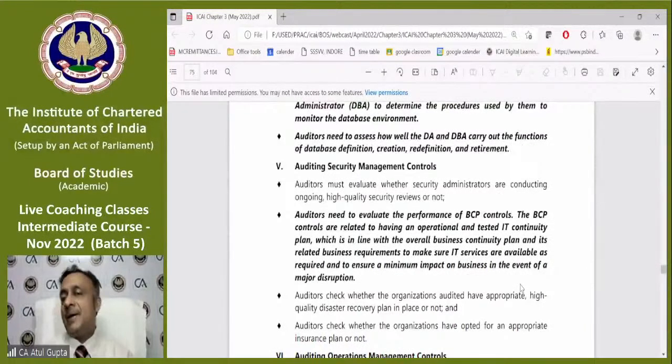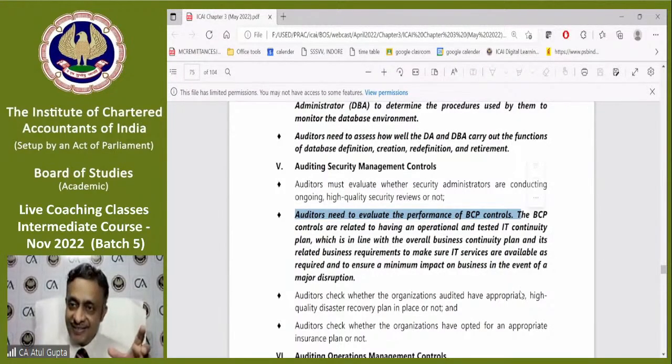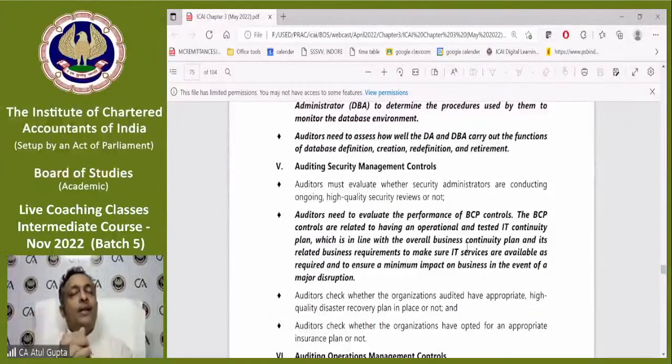Then next is security management controls. One paragraph is in bold. I'll highlight it further because I've given you a live example of this. Auditors need to evaluate BCP. The word has come for the first time in our discussion. Please write the full form: Business continuity planning, BCP. It relates to your accounting standard 1, going concern, fundamental accounting assumption. So the auditor needs to evaluate. So please understand what you're looking at. That if, okay, so give me an answer.